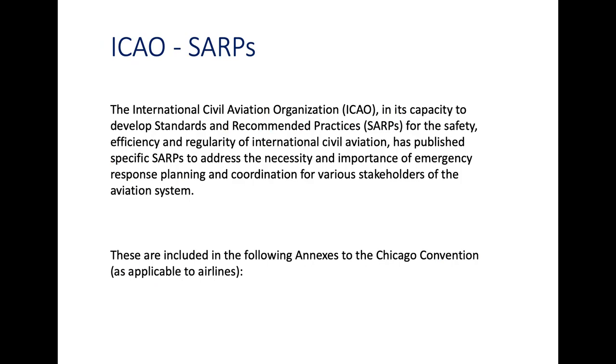So IATA has published SARPs to address the necessity and importance of emergency response planning and coordination of various stakeholders for the aviation system. So these are included in a whole range of annexes. I think they slightly overstate this, but they have mainly for emergencies. I've seen less material for contingency planning, but there is reference to it. And the next few slides list those annexes.